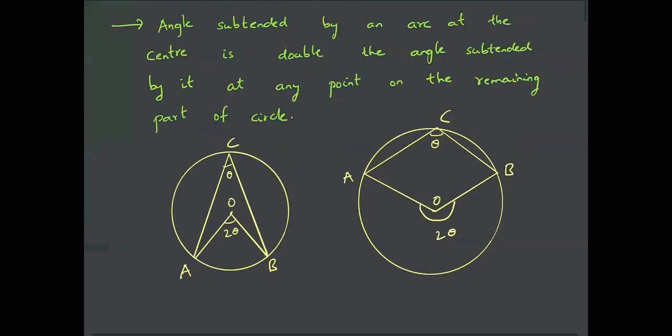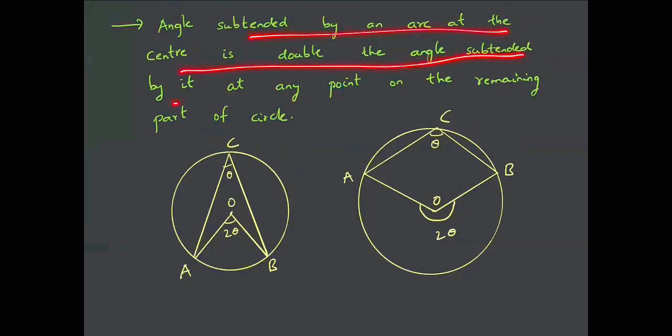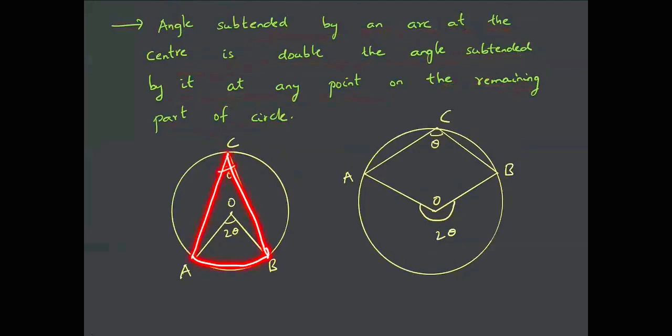Fine. So we have already done these things: angles in the same segment are equal. The angle subtended by an arc at the center is double the angle subtended by it at any point on the remaining part of the circle, right? So if there is an arc AB which subtends an angle theta at the remaining part of the circle, then at the center it will subtend an angle 2 theta. We have already proved this in our first session of circles.